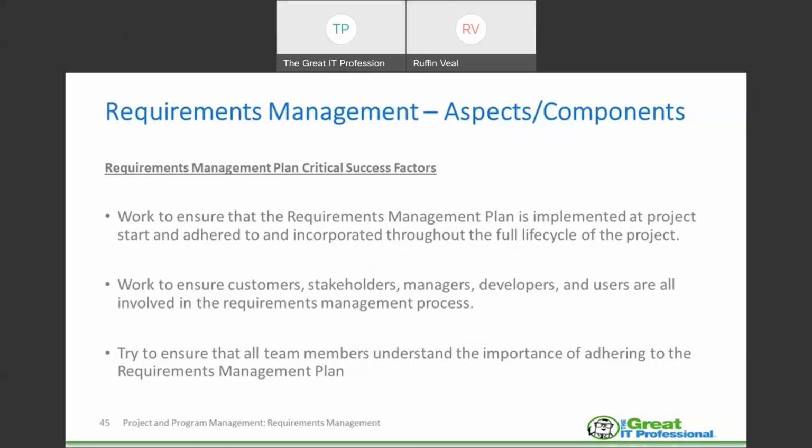Continuing with aspects and components, I've listed here what I consider to be some critical success factors if we're putting that plan together. For the first two bullet points, we want to ensure that the plan is implemented at the start, and we want to maintain it throughout. We want to work to ensure that everybody involved, customers and stakeholders, are all involved in that requirements management process.